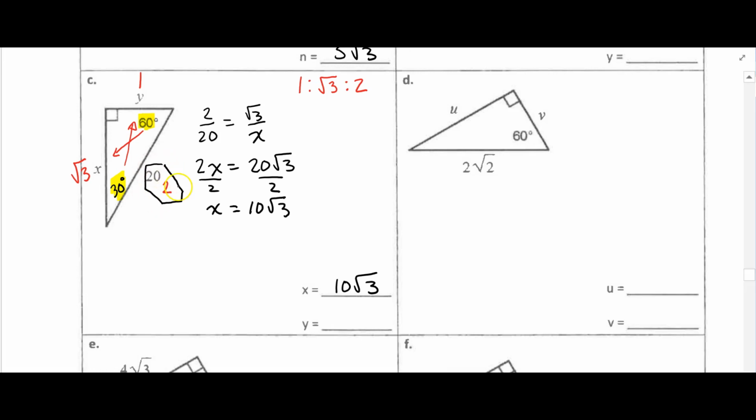So again, I'll use my ratio. I'm going to do red over black, so 2 over 20, and then my red over here is 1, and the black is y. I'll cross multiply again and get 2y, and 20 times 1 is 20. Again, I'll divide both sides by 2 and get y is equal to 10.